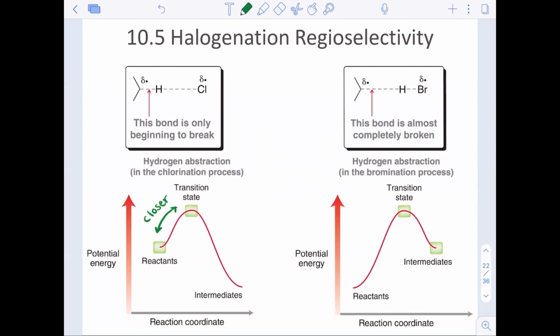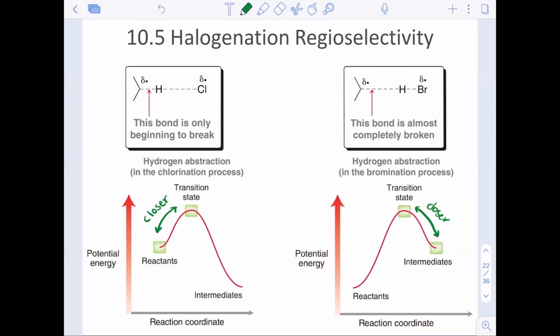In bromination, the intermediate, the radical, is closer to the transition state in terms of energy. And so therefore, we assume that the bond is almost completely broken from the carbon to hydrogen. So the bromine has to be very selective at which hydrogen it's going to remove. It's going to remove the hydrogen that is on the more substituted center to result in the more stable radical. Chlorination does not do this.